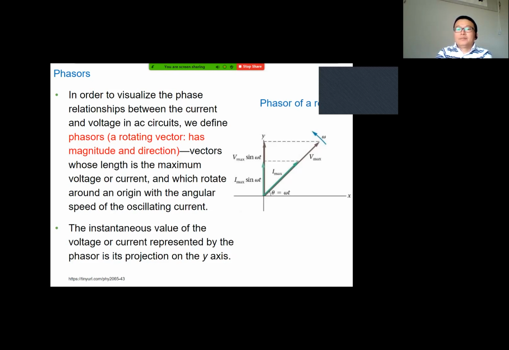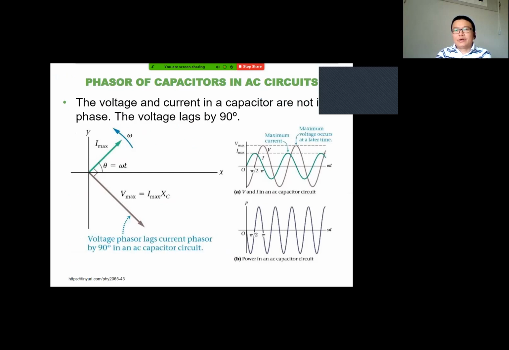Similarly, the current phasor is a vector with the magnitude of the maximum current, I max, rotating with the angular speed omega. The I max phasor and V max phasor depend on what element you have. For a resistor, they are in phase, so they have the same directional angle all the time. On the other hand, for an inductor or a capacitor, the voltage phasor and current phasor are not in phase, so there's an angle between the two.